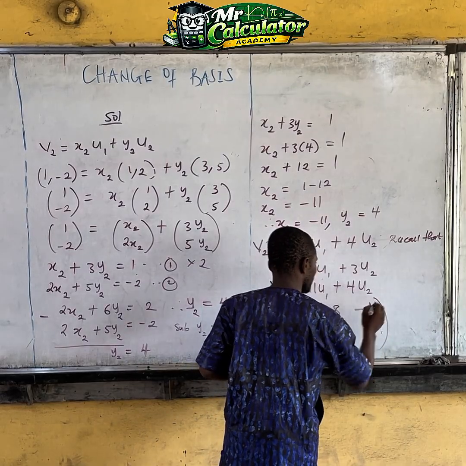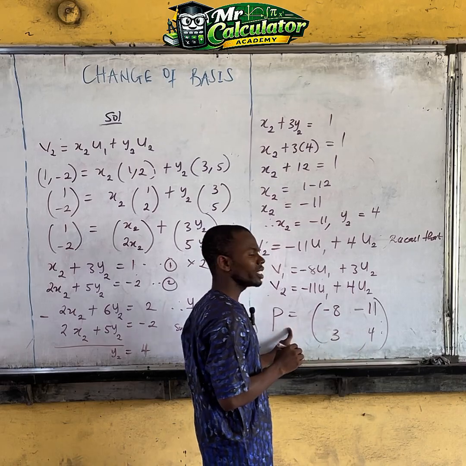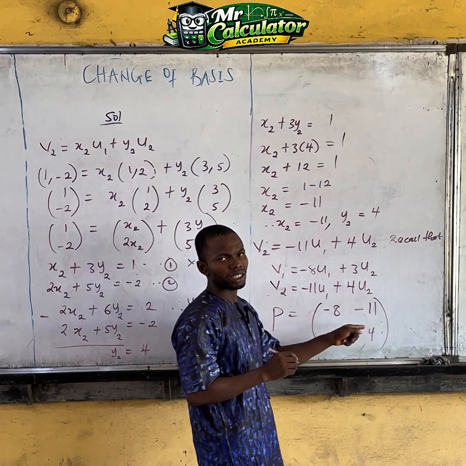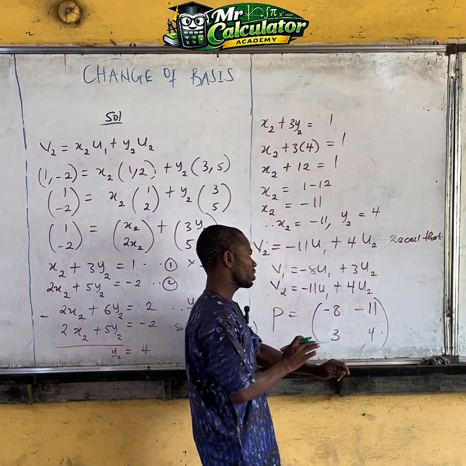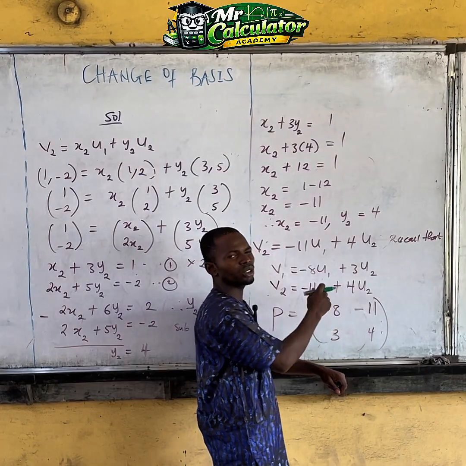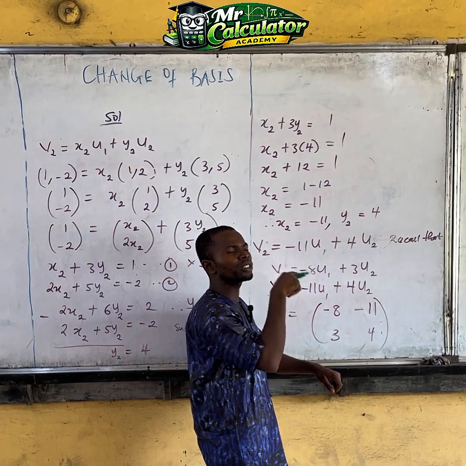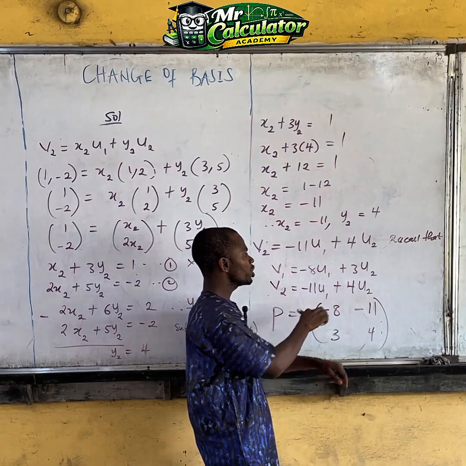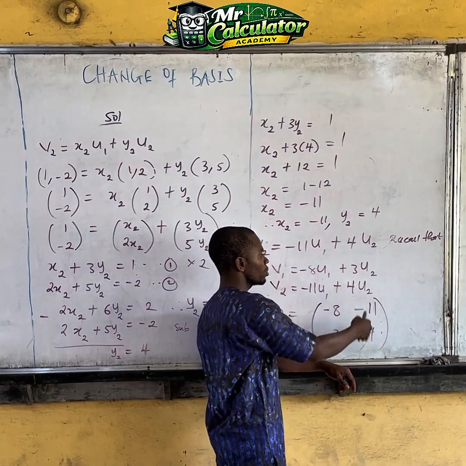This is the final answer, which means this P is the change of basis matrix. That is the final answer for this. So if you stop here, you are not correct. You have to write it in the form of the change of basis matrix P, because the question says so, which means all the rows become columns for the final answer.